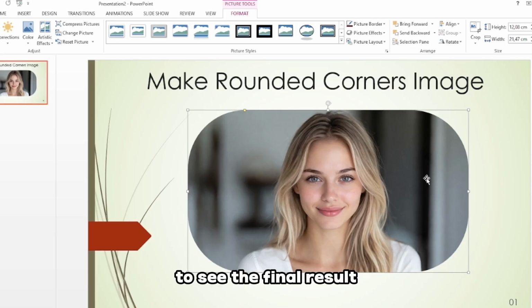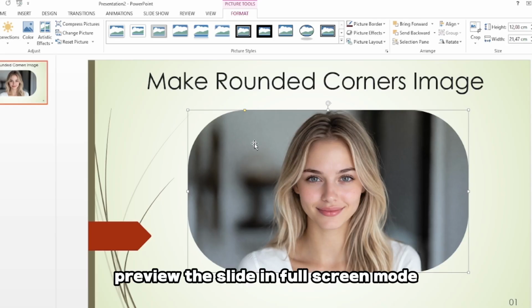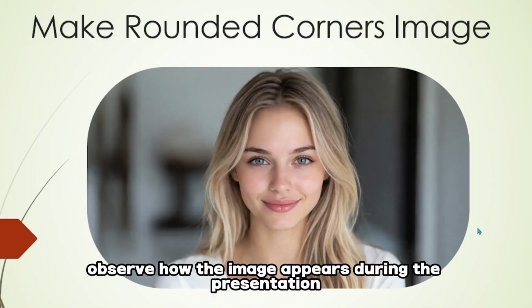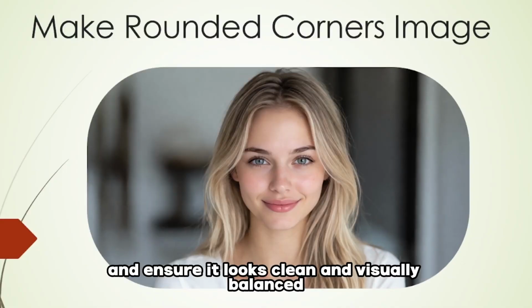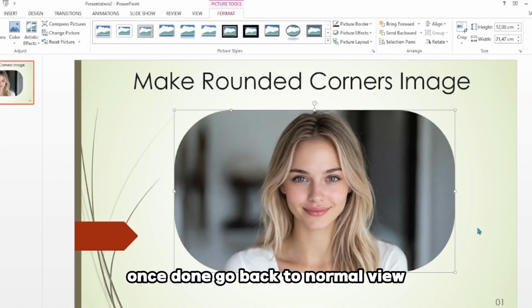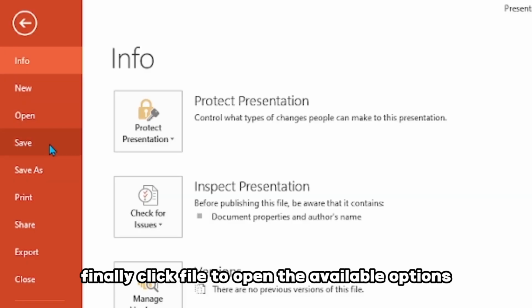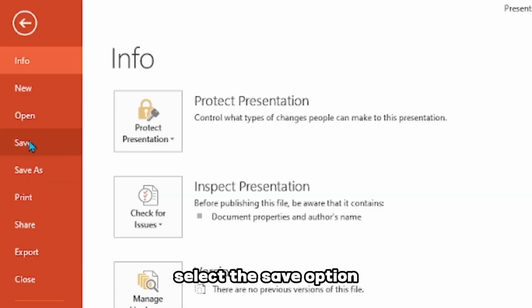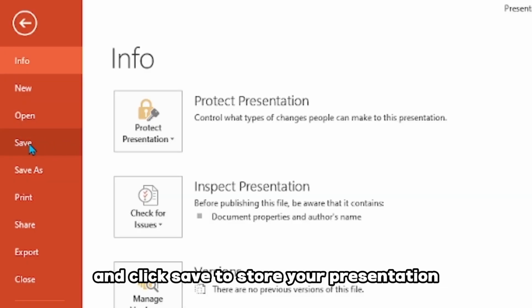To see the final result, preview the slide in full screen mode. Observe how the image appears during the presentation and ensure it looks clean and visually balanced. Once done, go back to normal view. Finally, click File to open the available options. Select the Save option and click Save to store your presentation.